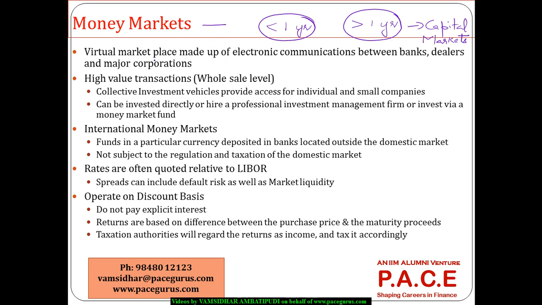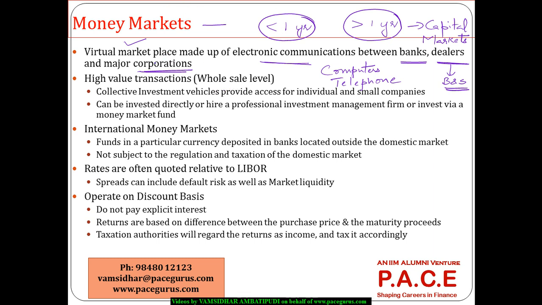And just to understand a few important aspects of the money market, it's not a physical location, it's a virtual marketplace which is majorly participated in by the banks, the various dealers who act as buyers and sellers, they are called dealers, and various corporations. These are the major players in the money market. It's a virtual marketplace, so no physical existence, and all transactions happen electronically through computers and telephone lines. This is the typical characteristic of the money markets.